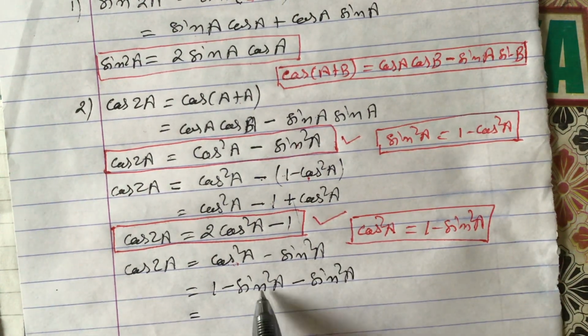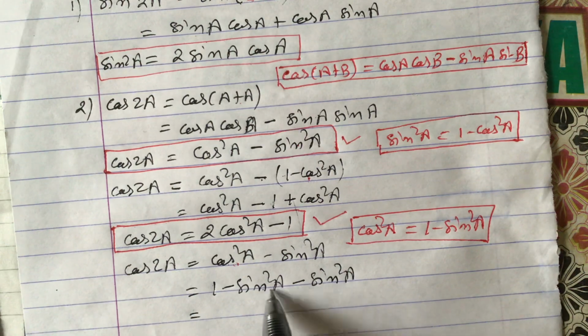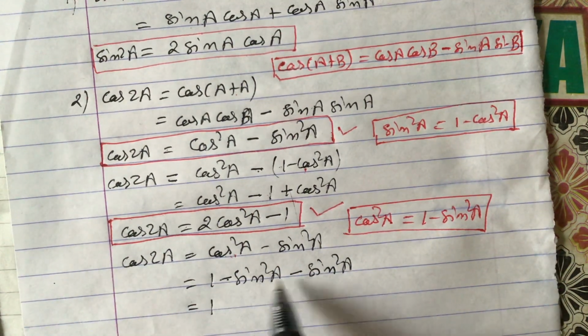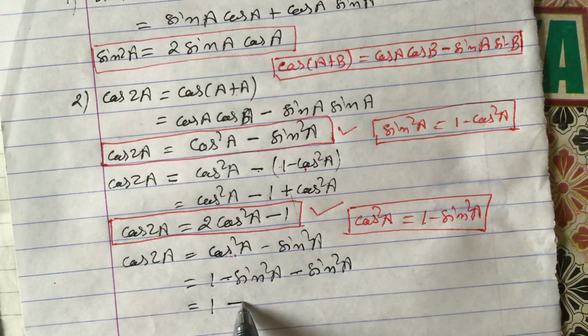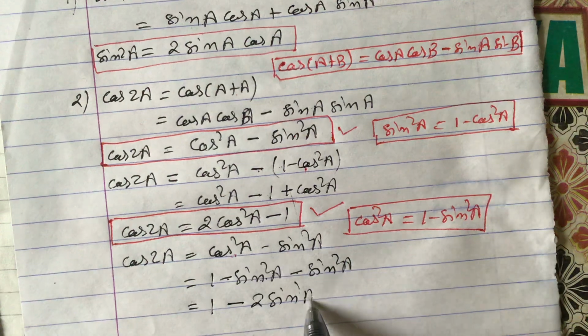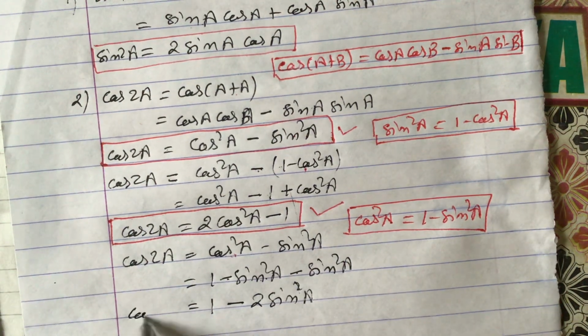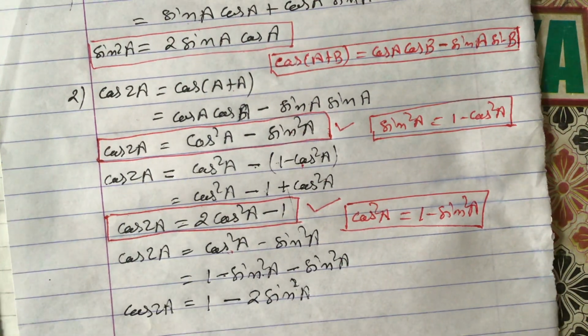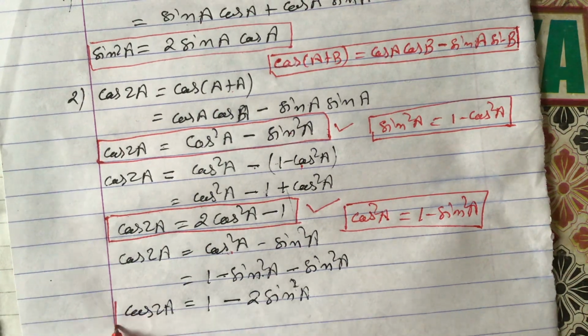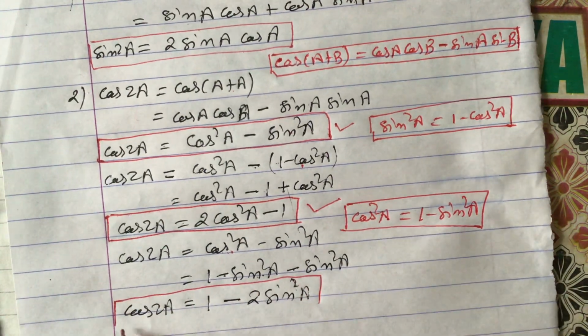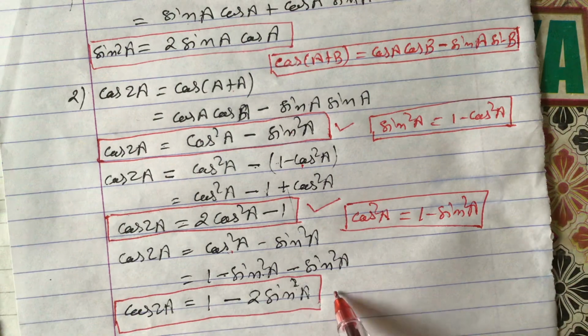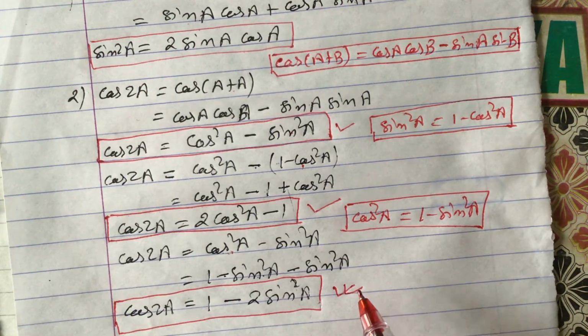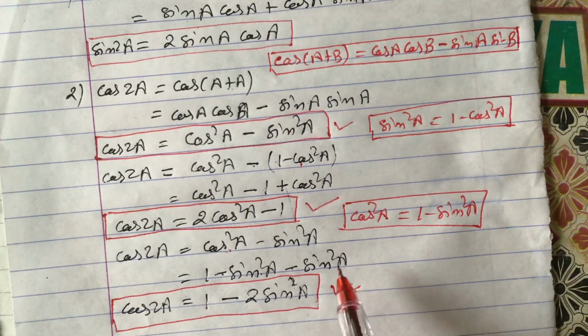If you add these two, they are minus and minus, both the same sign, and they are like terms, so we can add. 1 minus, and minus, if you add, the answer will be minus. Sine square a plus sine square a is 2 sine square a. So this is the formula for cos 2a. Always, if you have to use the formula of cos 2a in terms of sine, then we will use this one formula.